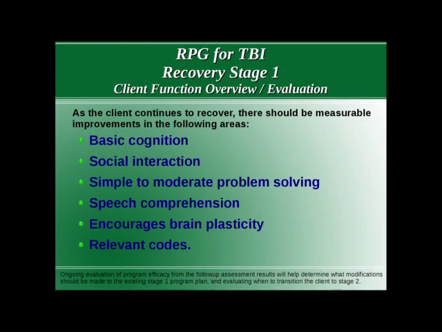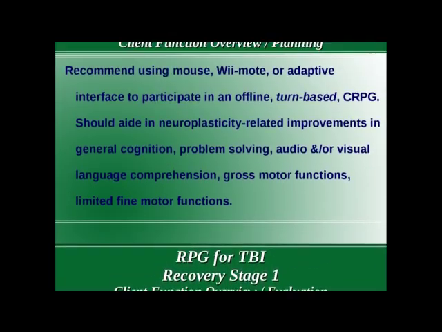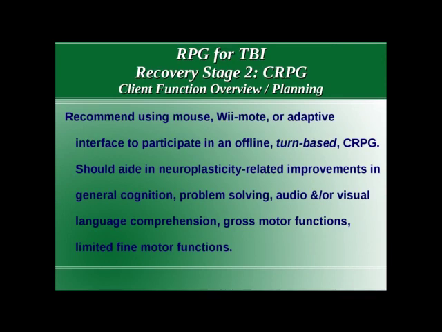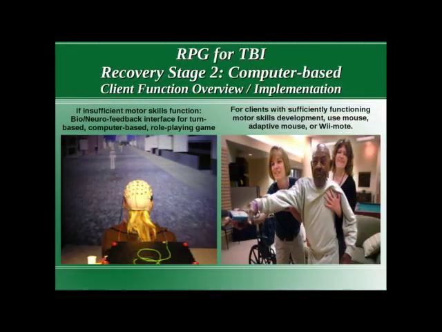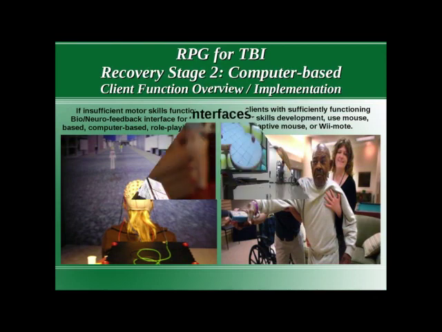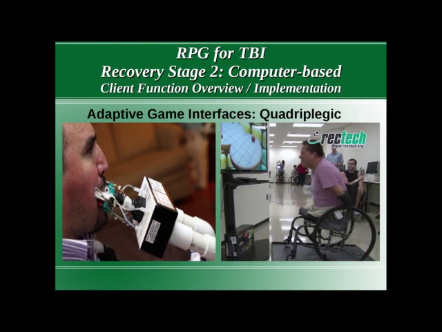This should help with measurable improvements in activating neuroplasticity in areas of basic cognition, social interaction, simple to moderate problem solving, and speech comprehension. In Stage 2, as the participant is gaining visual function and some mechanical functioning, using a mouse or a Wiimote or an adaptive interface to participate in an offline, turn-based, computer-based role-playing game helps aid in further neuroplasticity-related improvements in general cognition, problem-solving, audio and or visual language comprehension, gross motor functions, and limited fine motor functions. Here are a number of different adaptive interfaces available for computer role-playing games.